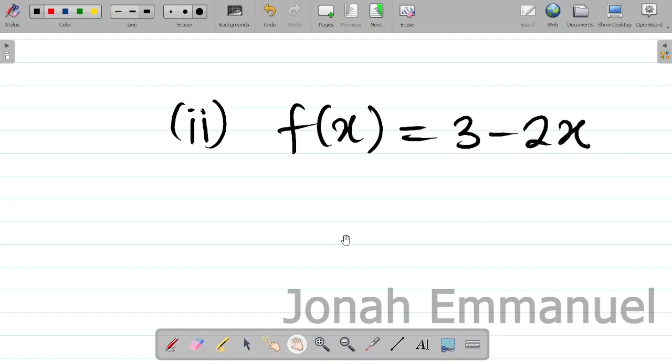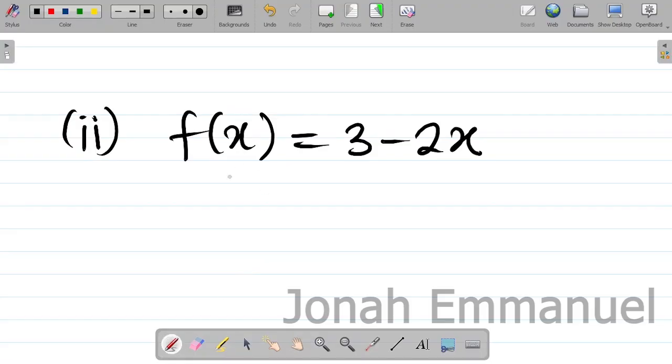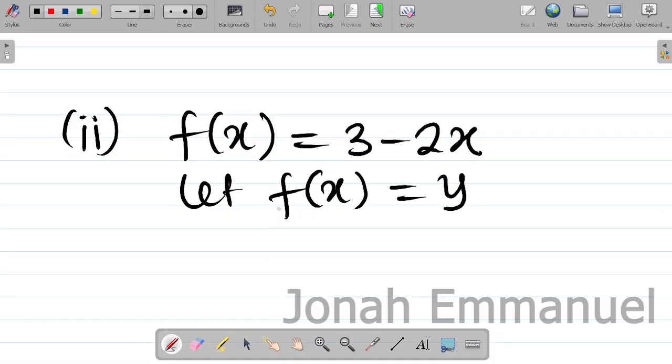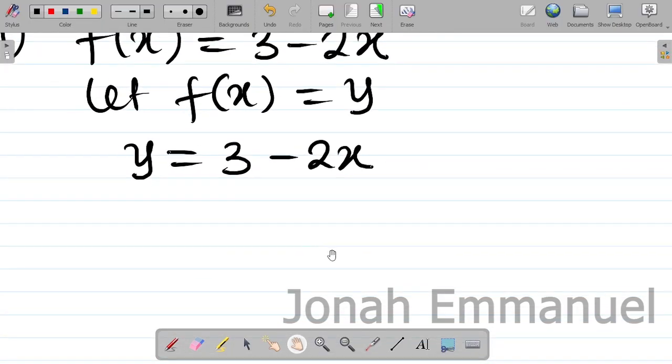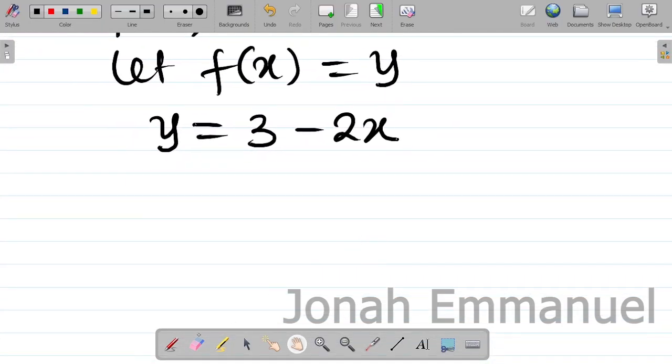How do you solve this? The same pattern. Your first task is you say let f of x be equal to what there? Y. And hence you have that y, which is f of x, is equal to 3 minus 2x. Now, after doing this, what's your next task? We said your next task is to simply say at x equal to 0. So at x equal to 0, what is y?